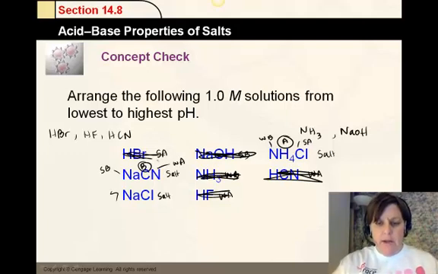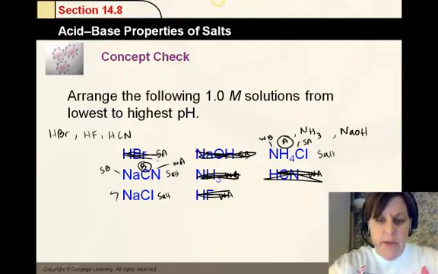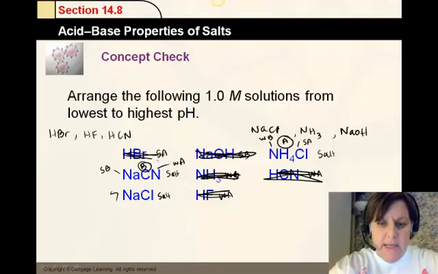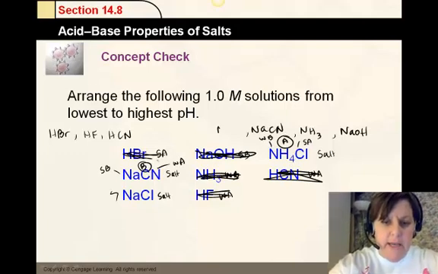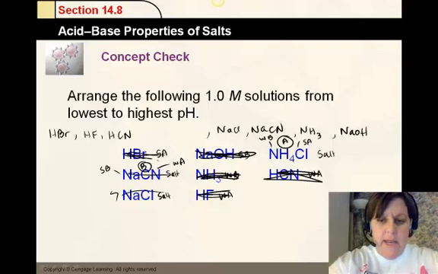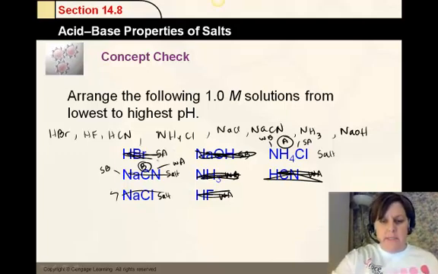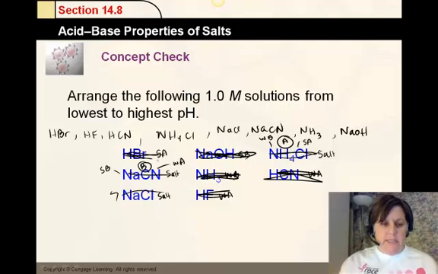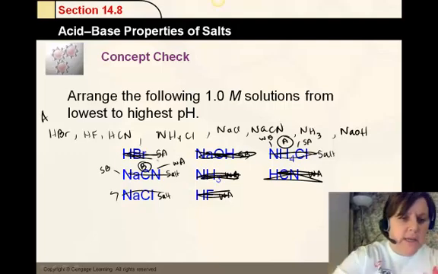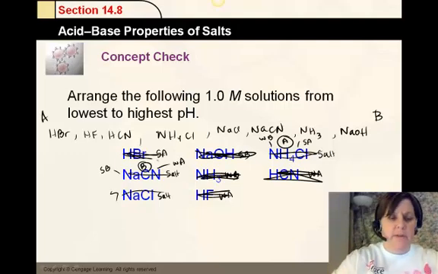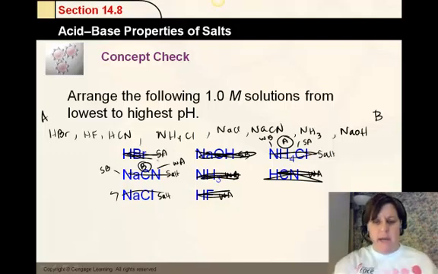So therefore, moving backwards this way, I'm going to put NaCN here. NaCl is going to be in the middle, and NH4Cl is going to be the acidic, so it's going to go more towards the acidic side. So this is more acidic, and this is more basic. It's going to have a low pH on the left and a high pH on the right.